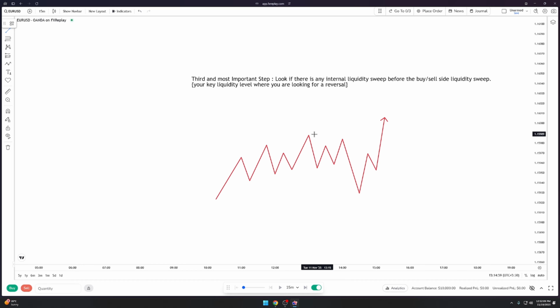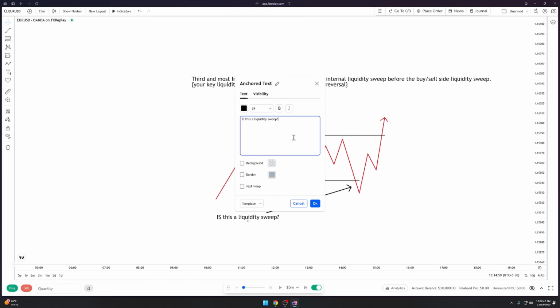Now look at this. Suppose this is a buy-side liquidity level where you are looking to short, and this is a sell-side liquidity sweep that was taken before your buy-side sweep. Now, is this a liquidity sweep? Yes.